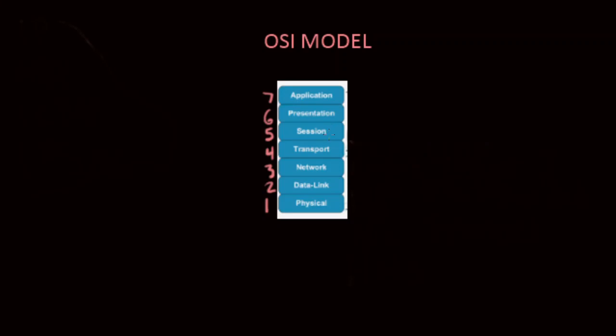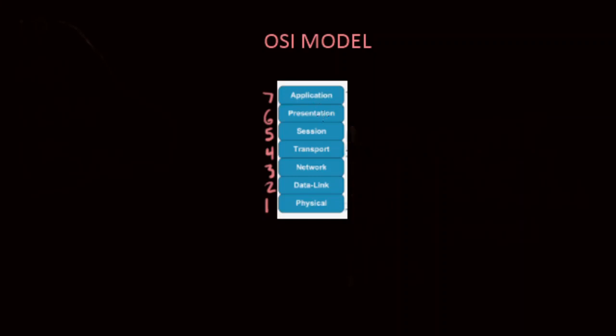Next we have layer 5, the session layer. And what the session layer does is it establishes end connections between two hosts. And on this layer we have what we call NetBIOS that lives on this layer. What NetBIOS means is Network Basic Input Output System. And another protocol that we have in layer 5 is the PPTP, which stands for Point-to-Point Tunneling Protocol.